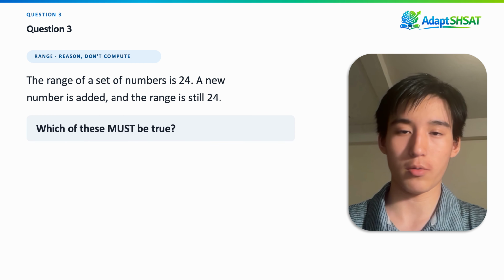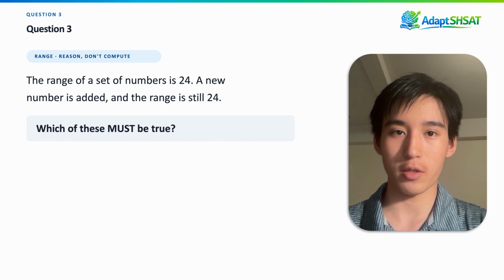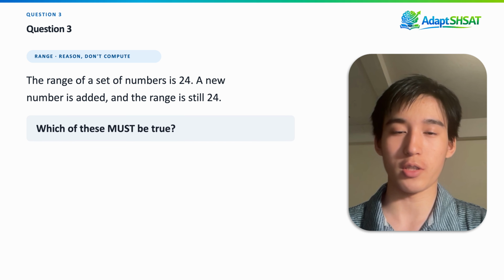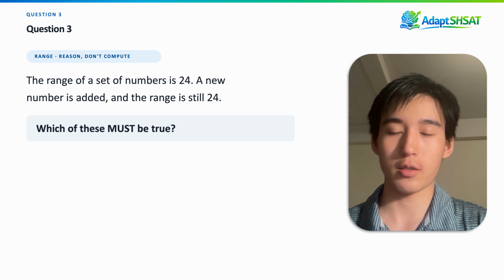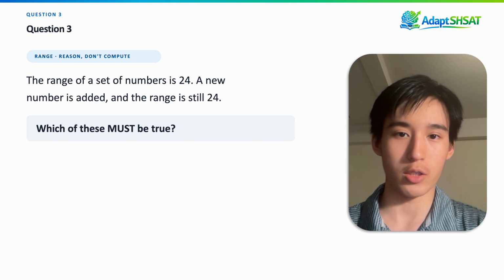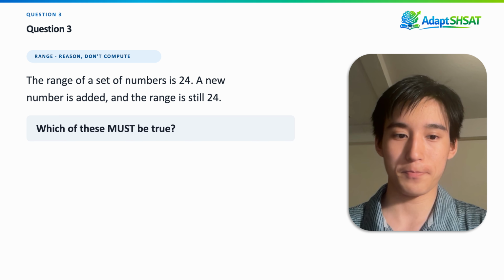Alright, this is question number 3, and as you read this question, you might notice that there are actually no numbers to compute. This is a purely logical question that tests your critical thinking skills. So the question asks, a range of a set is 24, and once I add a number, the range is still 24. Which of these must be true?